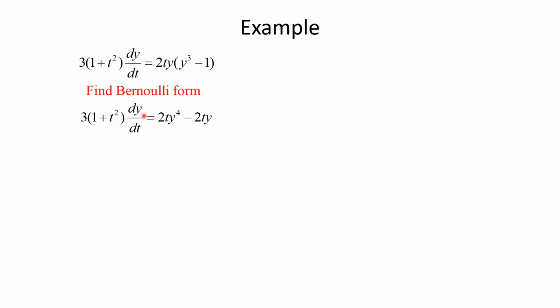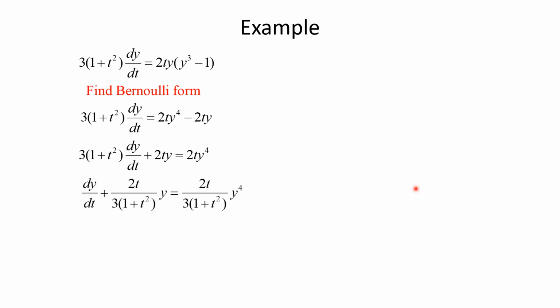And we're going to move the negative 2ty term to the left-hand side, so we'll add it over there. So 3 times (1 plus t squared) times dy/dt plus 2ty equals 2t y to the 4th. Now we're in the form of a Bernoulli equation. Well, excuse me, we're not quite there yet. We need to divide by this leading term. A Bernoulli equation should have 1 as its leading coefficient, so we need to divide by 3 times (1 plus t squared). So dy/dt plus 2t over 3(1 plus t squared) times y equals 2t over 3(1 plus t squared) times y to the 4th. Now we're in the form of our Bernoulli equation.